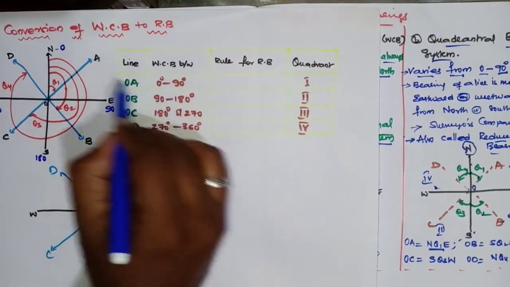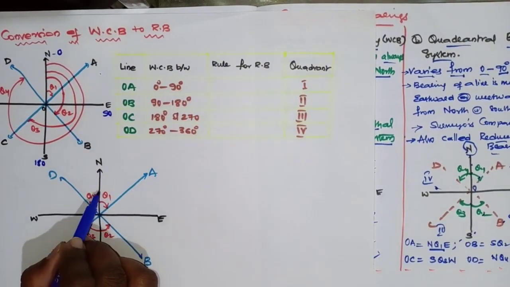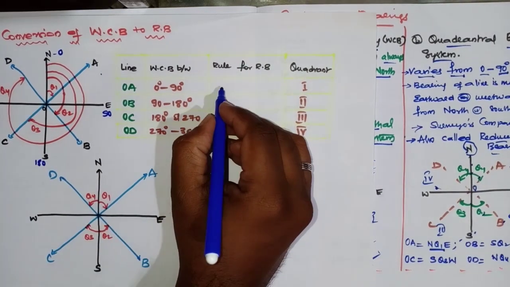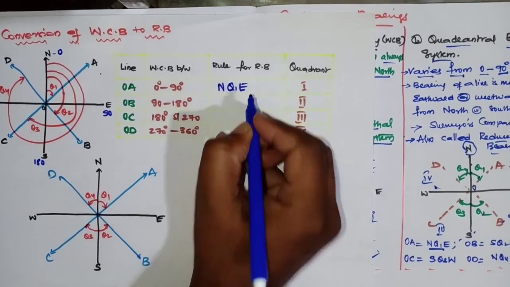Now 0 to 90 means first quadrant. What is the rule for the first quadrant? Here also, first quadrant means it lies in 0 to 90. How will the designation be? The same: north theta 1 east.